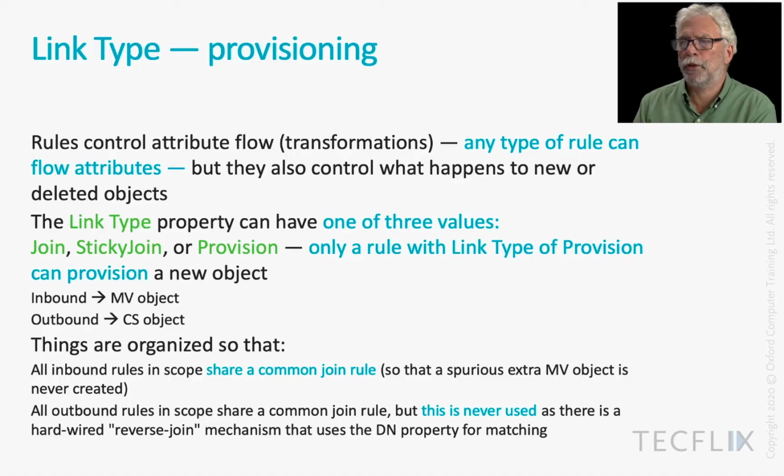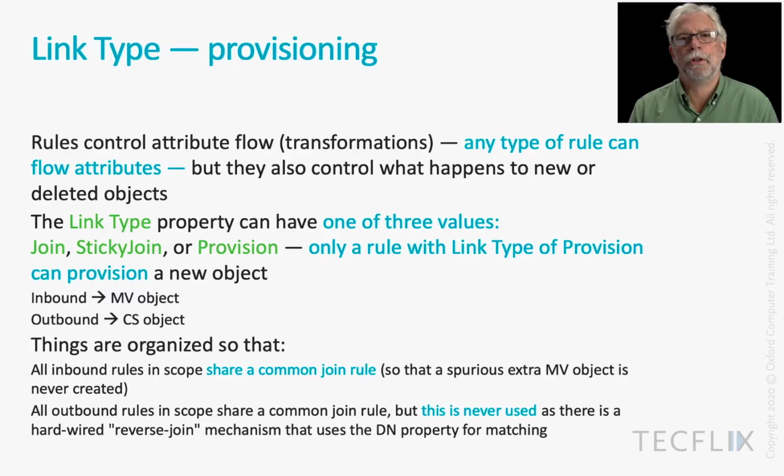So we've seen how rules control attribute flow, transformations. Any type of rule can flow attributes. Doesn't matter what the link type is, they can all flow attributes. But they also control what happens to new or deleted objects. The link type property can have one of the three values that you just saw, join, sticky join, or provision. Only a rule with a link type of provision can provision a new object. That's a perfectly straightforward rule. On inbound, that's going to create a new Metaverse object. On outbound, it's going to create a new CS object. So link type of provision, the rule can create a new object.